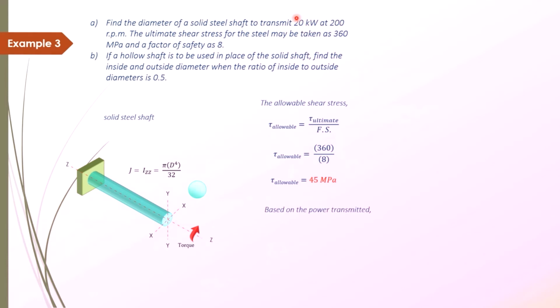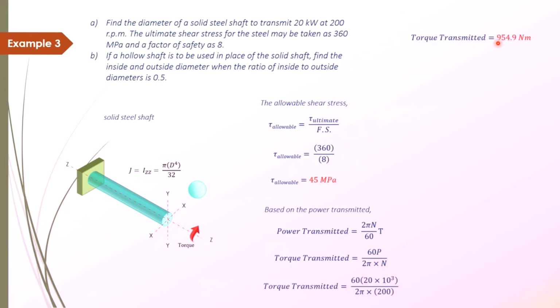Then the torque transmitted, based on the power and the speed. You use P equals 2 pi N T over 60 again to find out the torque, because usually when the power and the speed are given, the first thing you will think of is finding out the torque. So it will be T equals 60P divided by 2 pi N. The power is 20 kilowatt and the speed is 200 revolutions a minute. So from here you will be able to find out the torque transmitted.